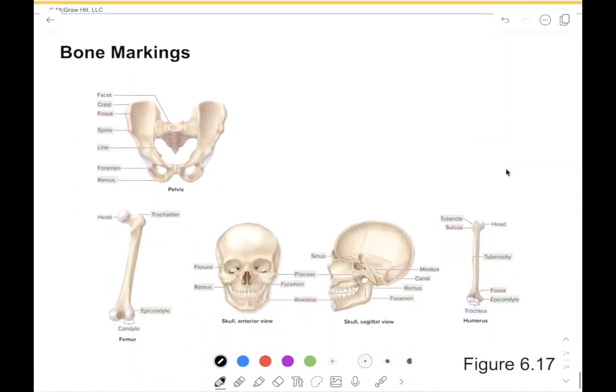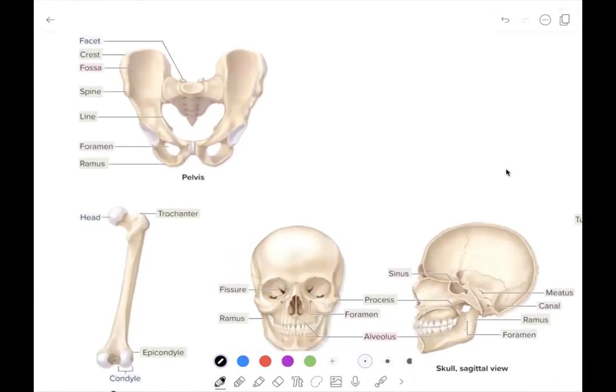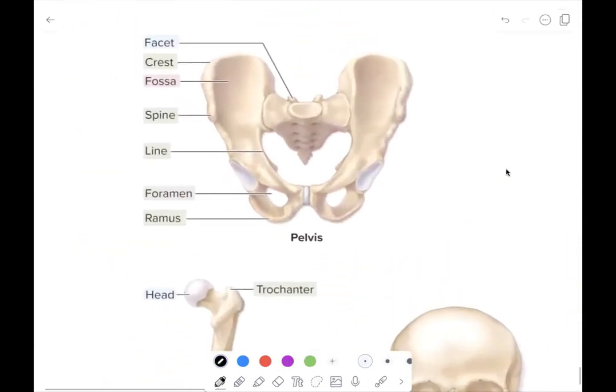So examples of some of these markings that we'll be encountering are shown on the pelvis here. You can see a facet, a crest, this is called the iliac crest, a fossa, a spine. There's a couple different spines that you'll be learning about in a couple of chapters. A foramen, this foramen is what's called the obturator foramen. And when you get to the appendicular skeleton, you'll be learning the names of some of these specific ones.